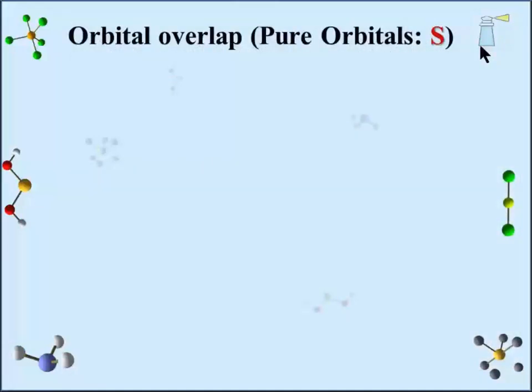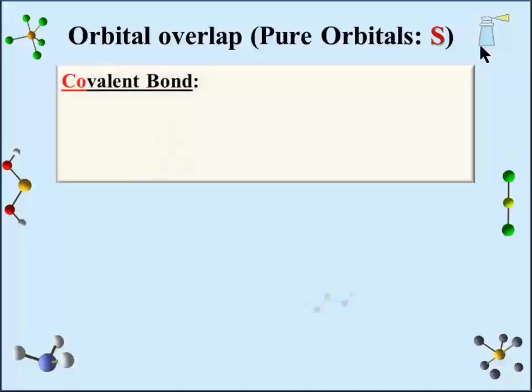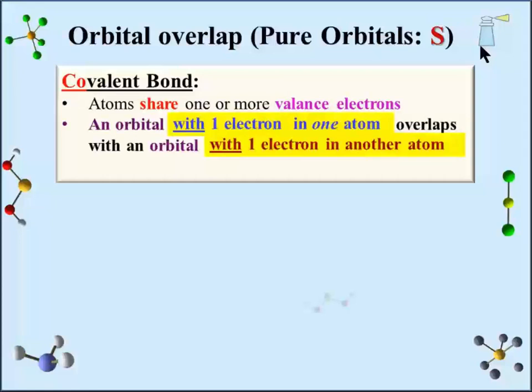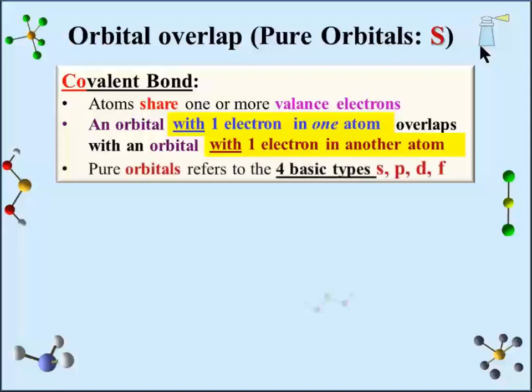All students who cover covalent bonding will benefit from a deeper description of orbital overlap in multiple bonds, and we will begin with overlap of s orbitals. To restate the definition of covalent bond, it is when atoms share one or more valence electrons. More specifically, an orbital with one electron in one atom overlaps with an orbital with one electron in another atom. The orbitals in question are the pure orbitals, or the basic orbitals, which were introduced in the quantum mechanics lecture, and they are s, p, d, and f.